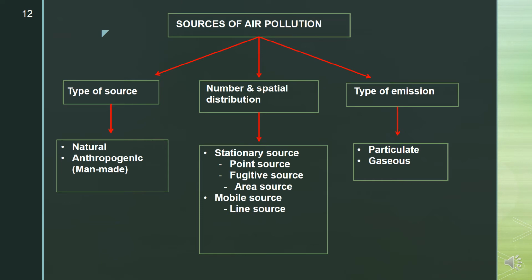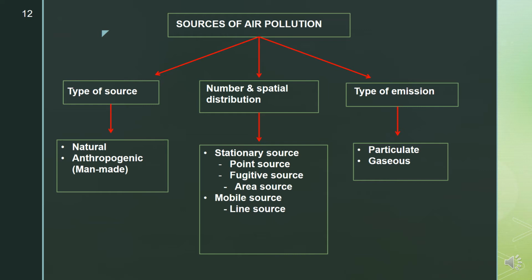Okay, types of air pollution. Types of air pollution can be classified into three. First one, type of source. It may be natural and man-made. Second one is number and spatial distribution. The source of air pollution can be considered in terms of number and spatial distribution. Stationary source, point source is there. Fugitive source is there. Area source is there. Mobile source, that is moving source, line source.